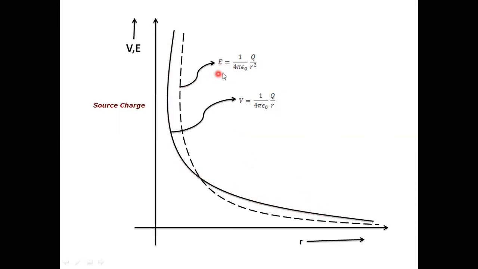Now you can see the difference. Electric field is inversely proportional to R square, and potential is inversely proportional to R. That's why there is a certain difference in power. The larger the R value, the lesser the electric field is going to be, and likewise the lesser the potential is going to be. So this is how the variation comes across. All right. Thank you.